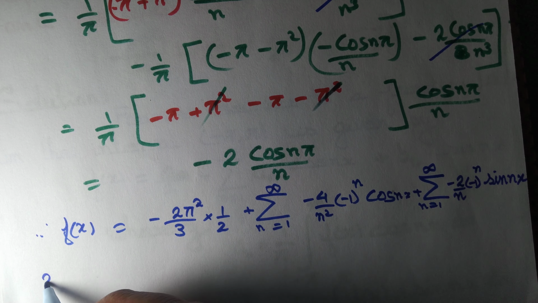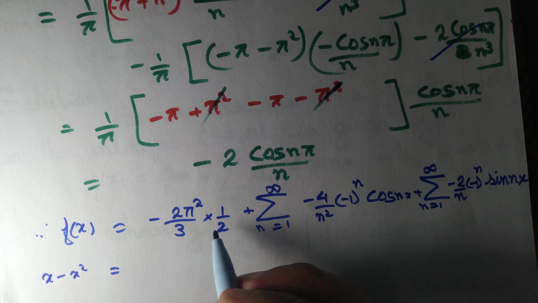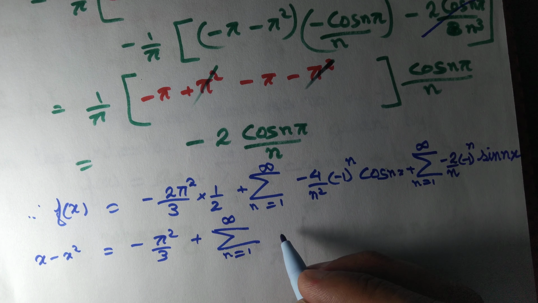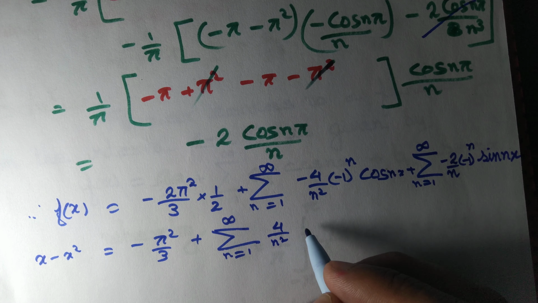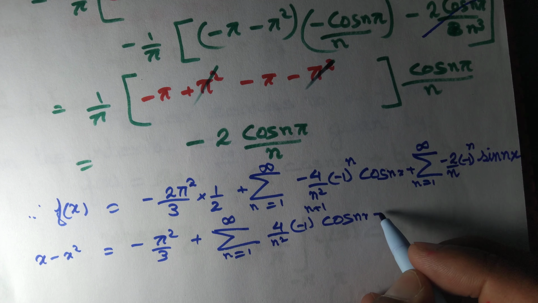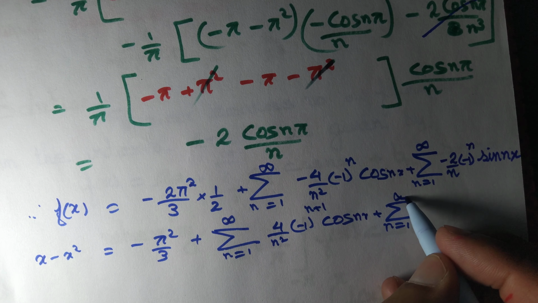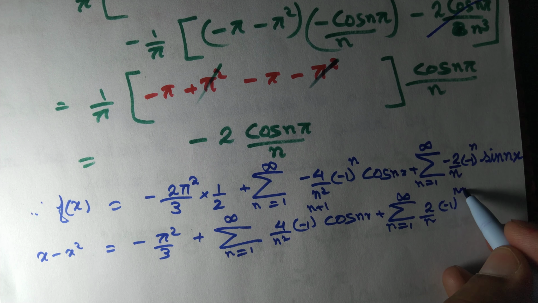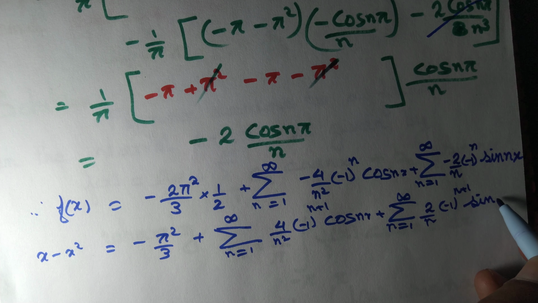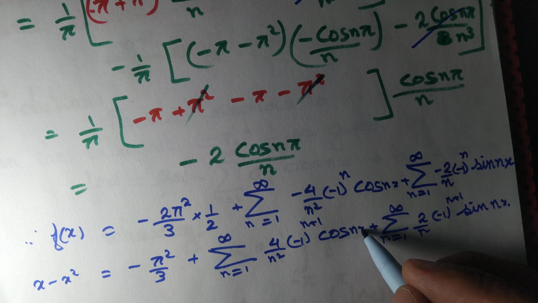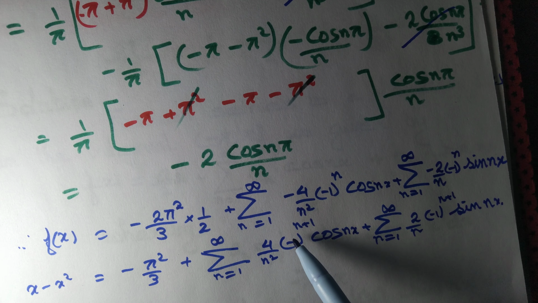So we can write x minus x square equal to, we can cancel 2 out, minus pi square by 3 plus n goes from 1 to infinity 4 by n square into minus 1 to the power n plus 1 cos nx, plus n goes from 1 to infinity 2 by n into minus 1 to the power n plus 1 sin nx. But the question is saying something more. Question is asking for alternating sum 1 by n square.